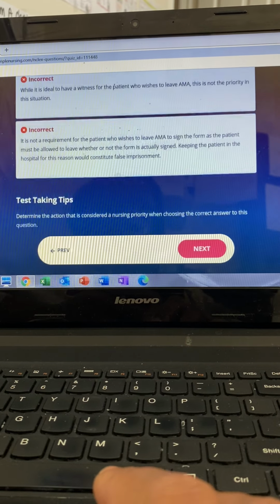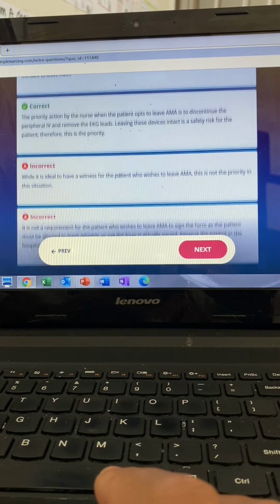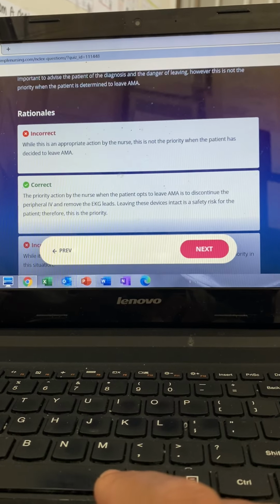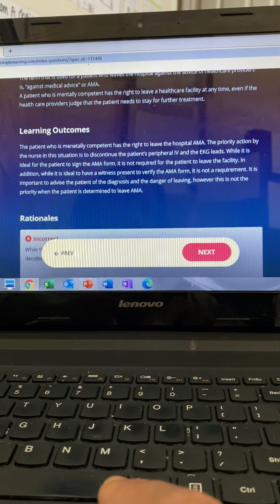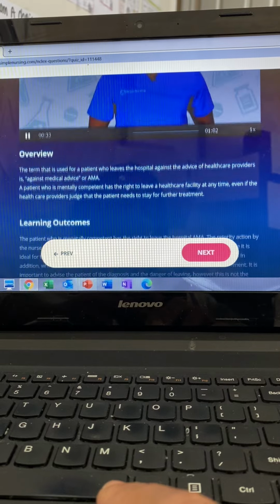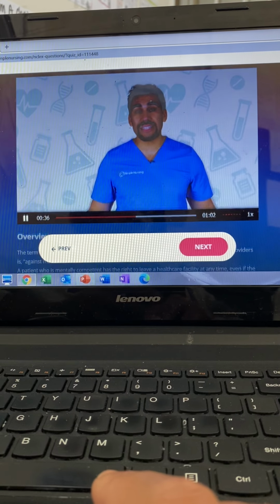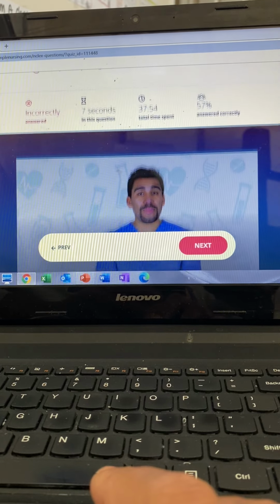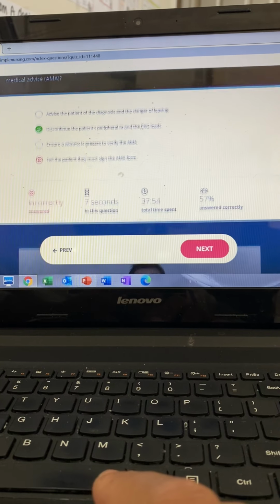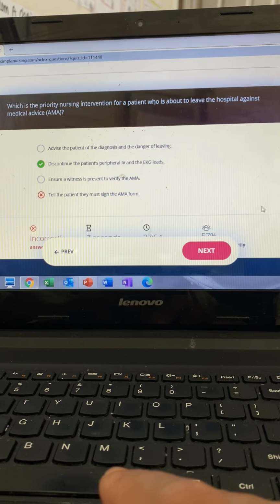So option number 1 is incorrect. Advising the patient is not priority. Guys, they're already leaving now. Now, option 2 is correct. We DC or discharge or discontinue everything, taking out the PIV, the leads, as well as anything else. It's a big safety risk.